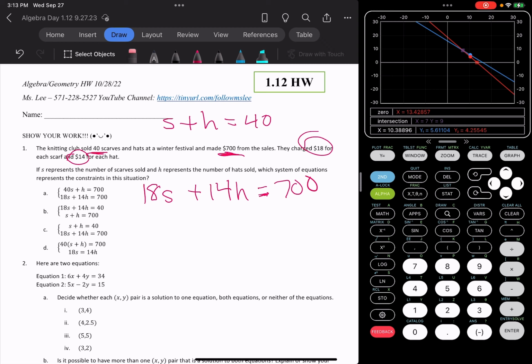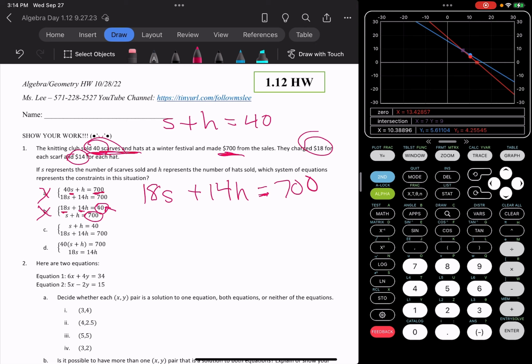So A, first of all, we have 40 in front of the S, and that's talking about the number of scarves, not the number of scarves and hats, right? And so it shouldn't be with the S here. That doesn't make sense. That doesn't work out. B matches very closely, except we have the wrong values here. So here it says that the cost, where 18 and 14 are given, gives us 440, and that's not the cost or the total sales. That's the number of scarves and hats, so that one doesn't work.